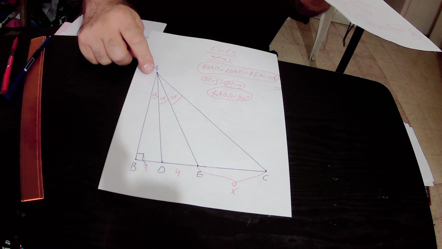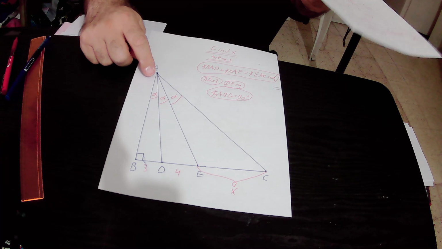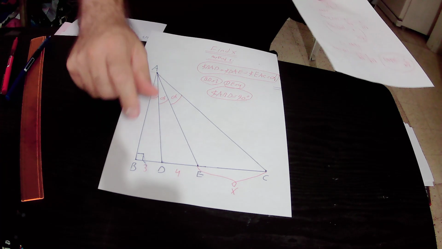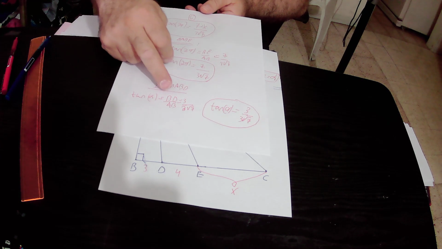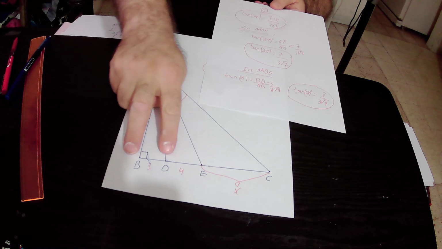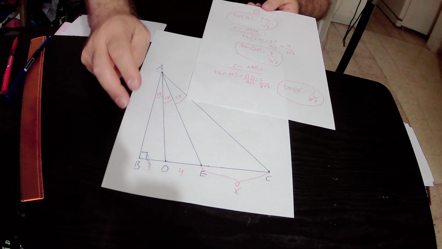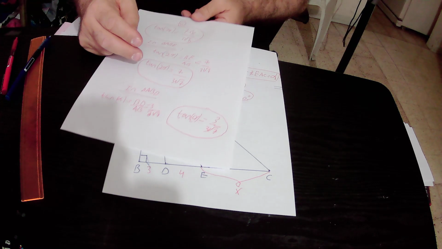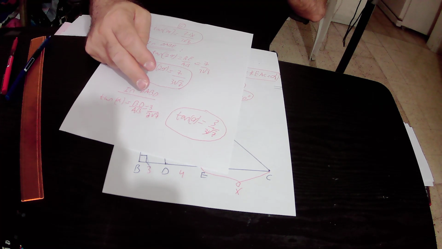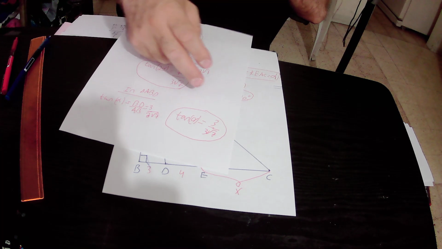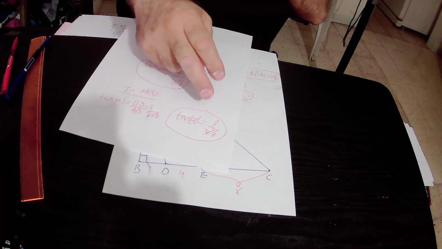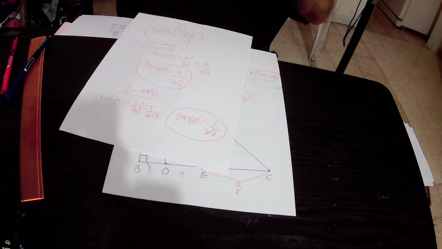We know that on the right triangle ABD, tangent alpha equals BD over AB. What is the value of BD? BD equals 3 units, and AB equals 3 times root 7. So BD over AB is 3 over 3 times root 7. So we actually found the values of tangent 3 alpha, tangent 2 alpha, and tangent alpha.